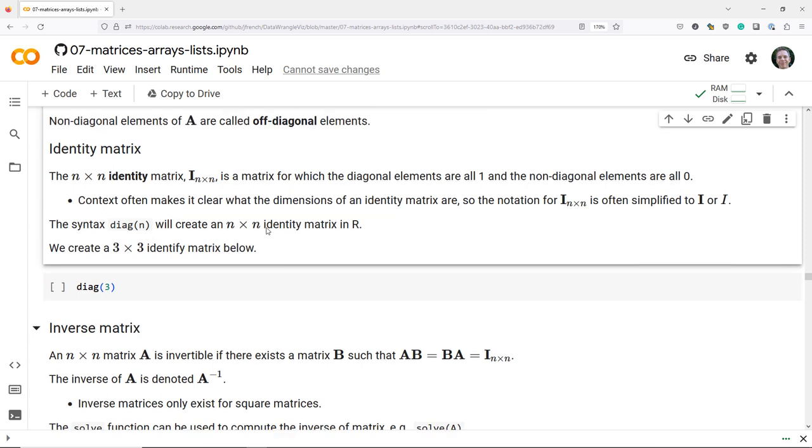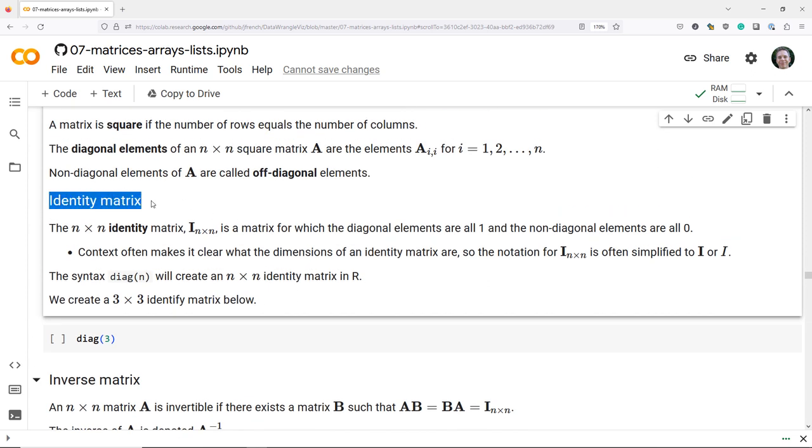Another special matrix is known as the identity matrix. An identity matrix is always a square matrix. And we're going to define the n by n identity matrix as I, capital I, boldface I, with a subscript of n times n. That's a matrix where all the diagonal elements of the matrix are 1, and all the non-diagonal or off-diagonal elements of the matrix are 0.